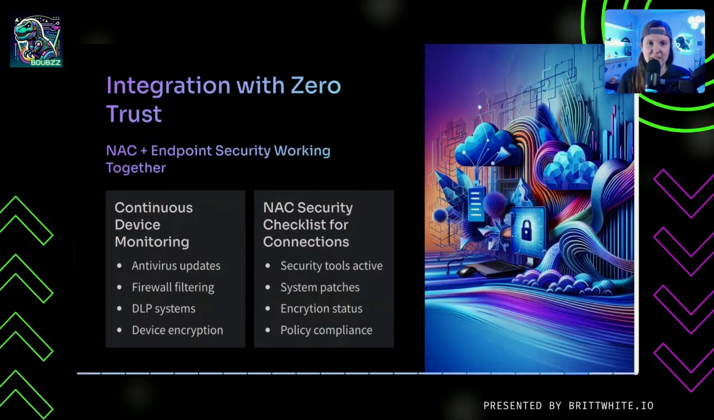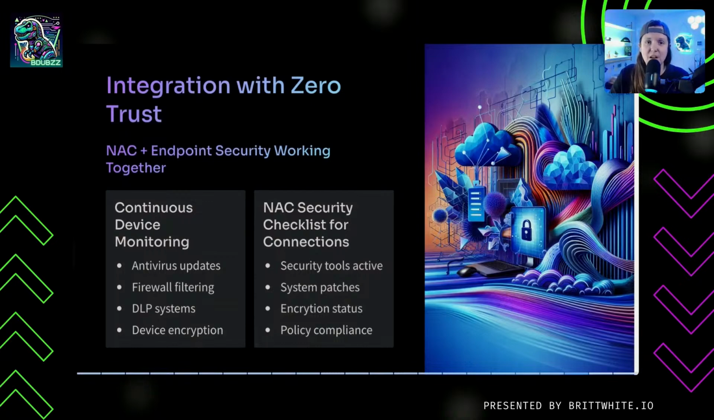Then, when that laptop tries to connect to the corporate network through a VPN, NAC steps in. It runs through a thorough security checklist, verifying all security tools are active and working, checking if the system has all of its patches, confirming encryption is turned on, and making sure all security policies are being followed. Only if everything checks out does NAC allow the connection to happen. Remember, endpoint security is your last line of defense. When paired with NAC in a zero trust approach, you've got a powerful security combination that can handle modern threats, from traditional malware to sophisticated targeted attacks.